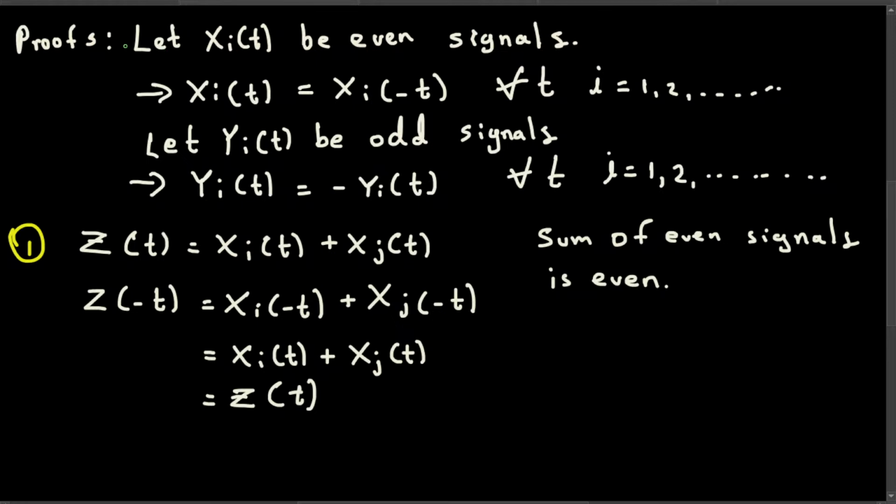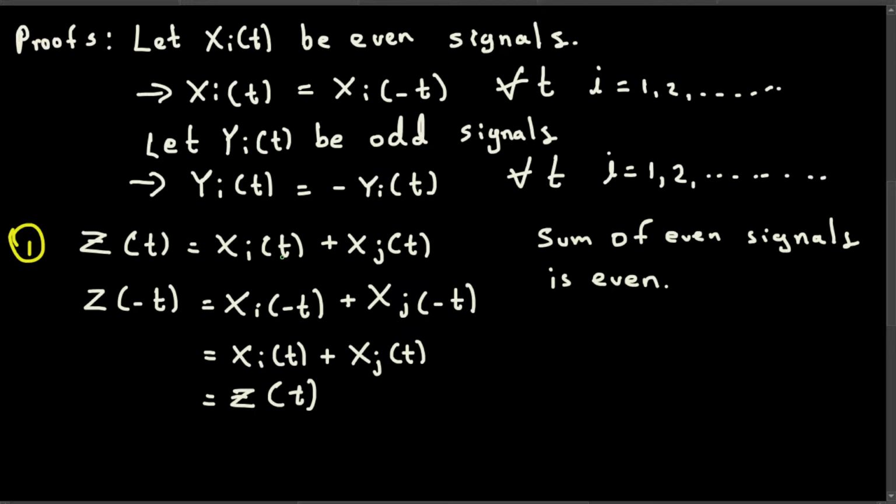So first, for the proof, we are assigning xi of t as an even signal, and for the even signal we know that xi of negative t is equivalent to xi of t. If you watch my previous video, you see that if you have a function given and you solve for xi of negative t, you will get this one back. So that's why we have to consider the property.